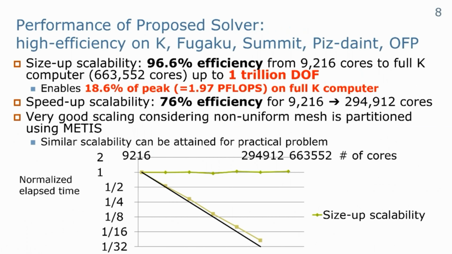Here is the performance of our proposed solver. We got high efficiency on the K computer, Fugaku, Summit, PZN and OFP. Here you can see the weak scalability. It's almost flat, and with this solver we can treat up to 1 trillion degrees of freedom.